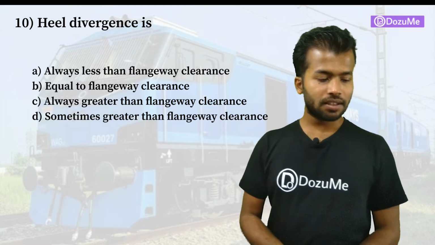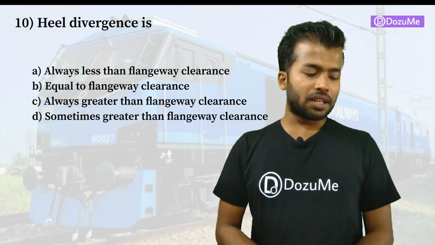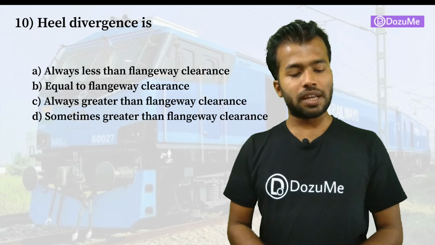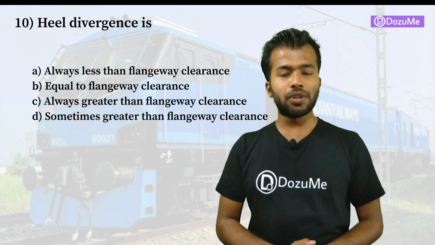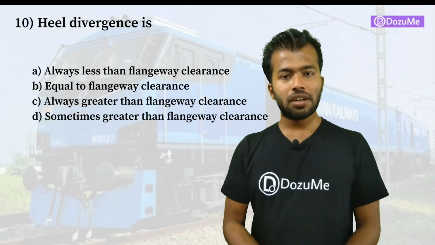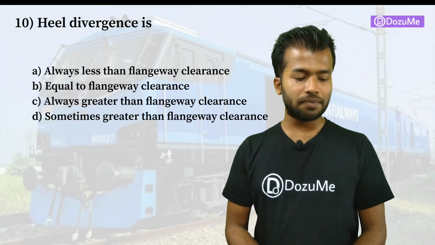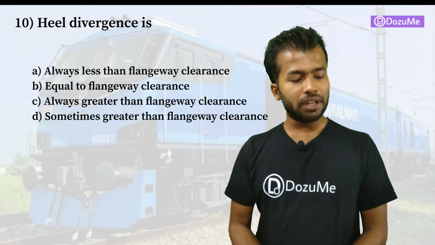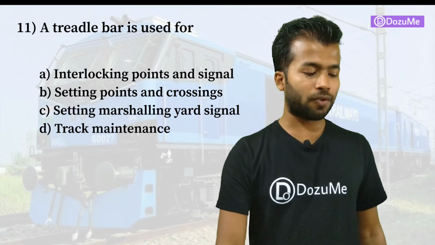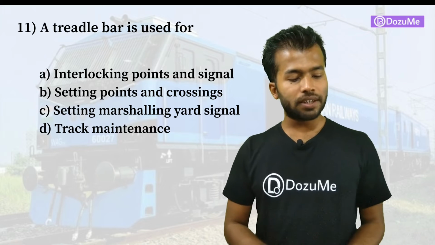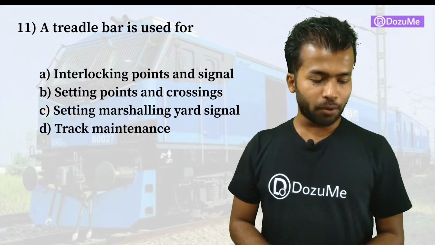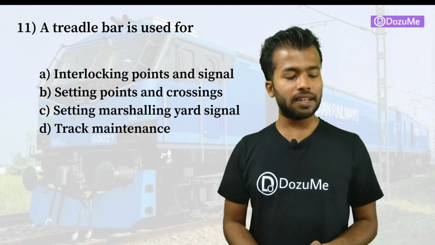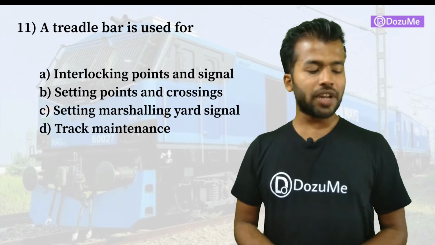What is flange clearance? Actually, option C will be the correct answer, always greater than the flange clearance. Comment it, what is the flange clearance definition, and I will discuss it in depth in the next class. Question number 11. A treadle bar is used for option A, interlocking points and signal, option B, setting points and crossing, option C, setting marshalling yard and signal, option D, track maintenance.